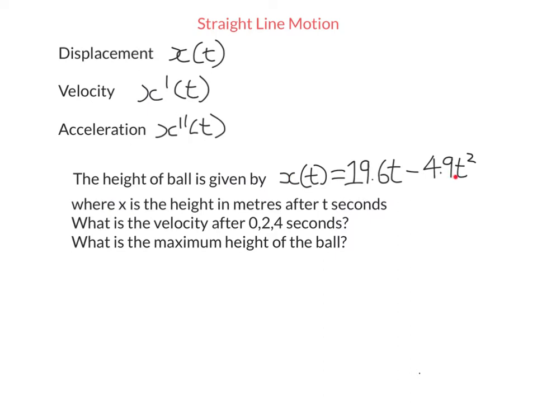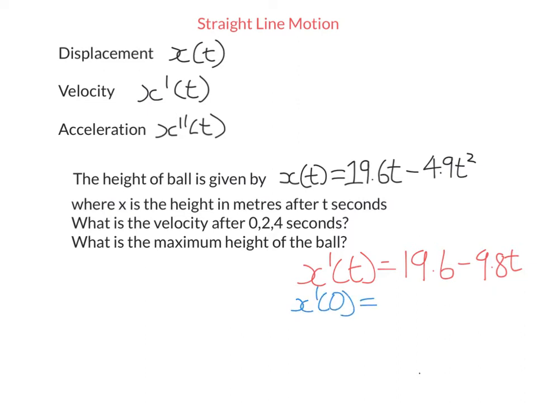So if I'm given a function like this and told it's the height of the ball, if I differentiate it, this will give me information about the velocity. The derivative here is 19.6 minus 9.8t. This is my velocity function. If I want to know the velocity after 0 seconds, that's the initial velocity, I just sub in t equals 0, because it says here that t is the number of seconds. So I would get 19.6.